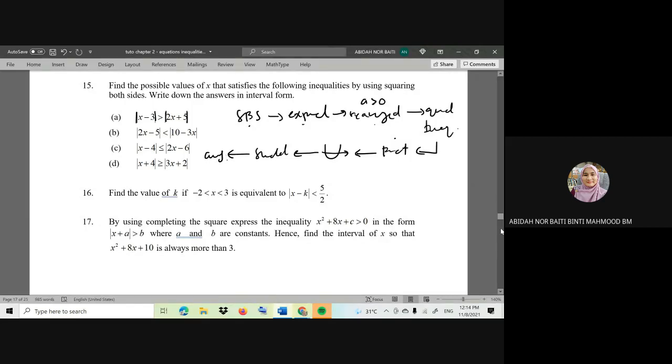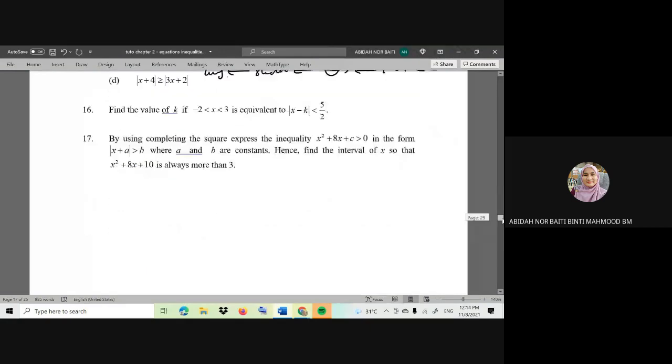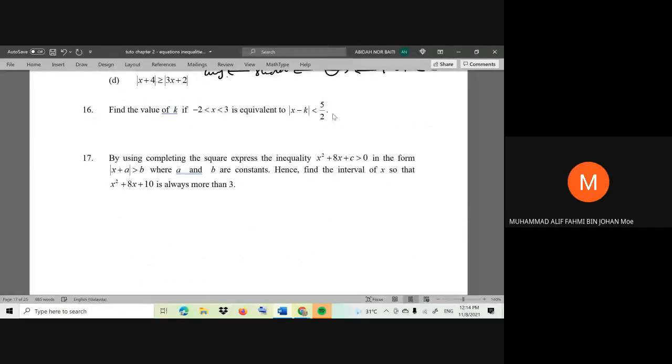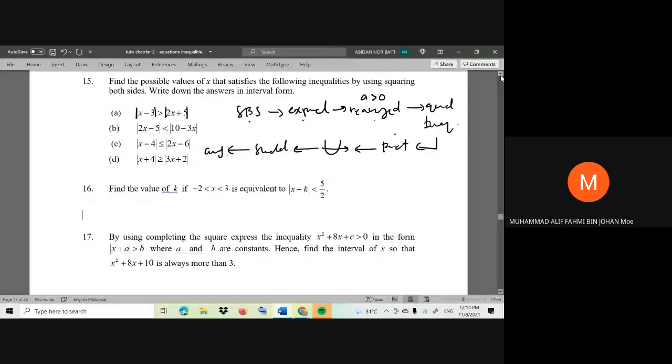Boleh? Dah habis dah. Ada soalan tak? Last question, 16 and 17. Madam, okay, for question tanya number sikit, madam. Kalau 16, kalau tadi SBS tu pakai definition boleh ke madam? Biasa kalau ada dua-dua modulus macam ni, kita guna SBS. Oh, okay, madam. Kalau both sides ada modulus.